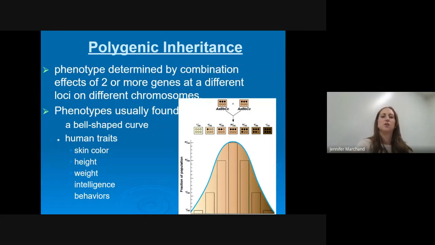Okay, so polygenic inheritance is when the phenotypes are determined by the combined effects of 2 or more genes at different loci on different chromosomes, and phenotypes are usually found in a bell-shaped curve. These are the things that I was talking about, like hair color. When I was talking about it, it's actually polygenic inheritance. So it's not an exact science. Like if your mom has blonde hair and your dad has black hair, you could have brown hair. That's totally a feasible thing.